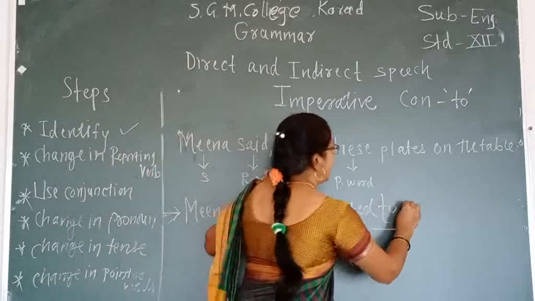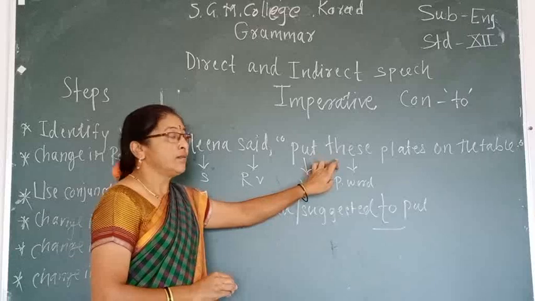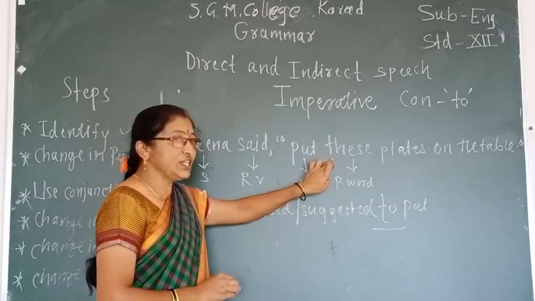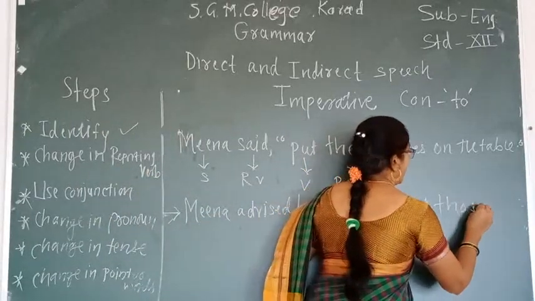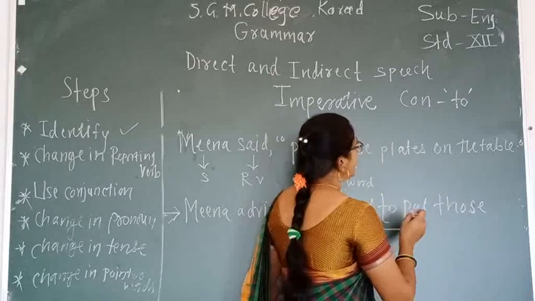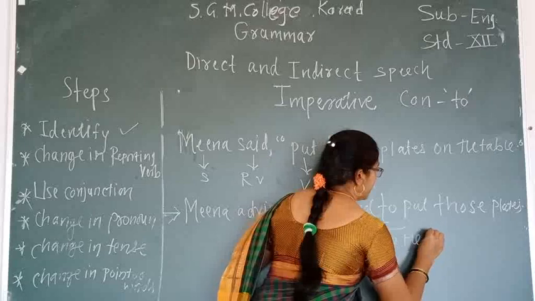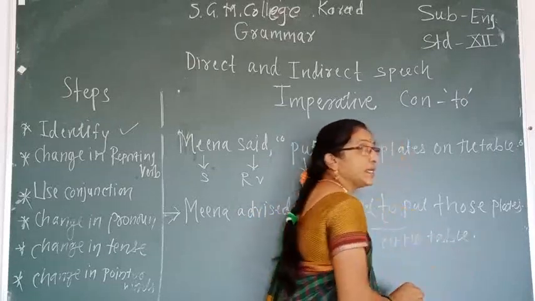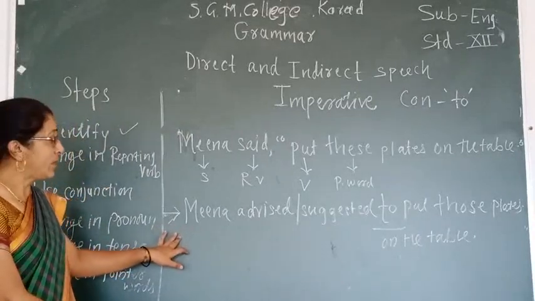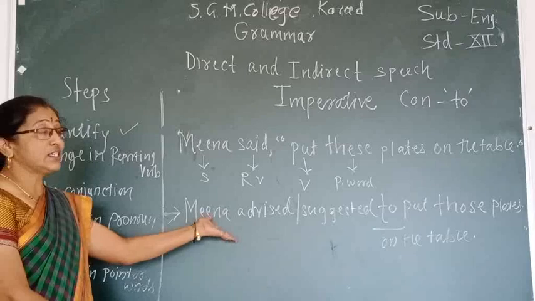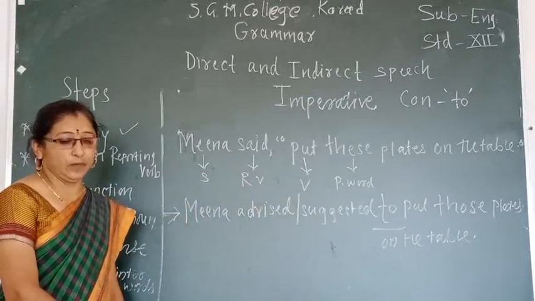To put. Here is one pointer word, this. In indirect speech the word this is converted into those. To put those plates on the table. Means in an imperative sentence there is no change in the reported speech. Now look at the final outcome of our sentence: Meena advised or suggested to put those plates on the table.